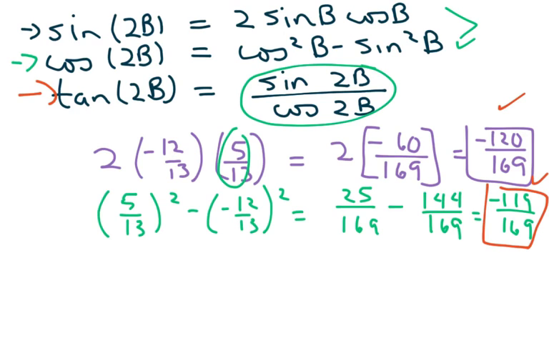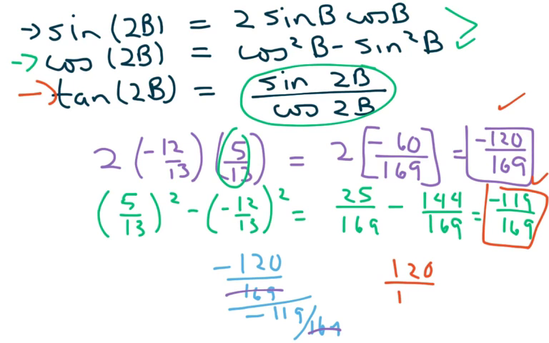Now for tangent, I'm just going to divide these two here. This one with this one. So I get negative 120 over 169 divided by negative 119 over 169. These two cancel. Two negatives make a positive. So I get 120 over 119. Okay, so this is the final answer here. And you have your three answers.